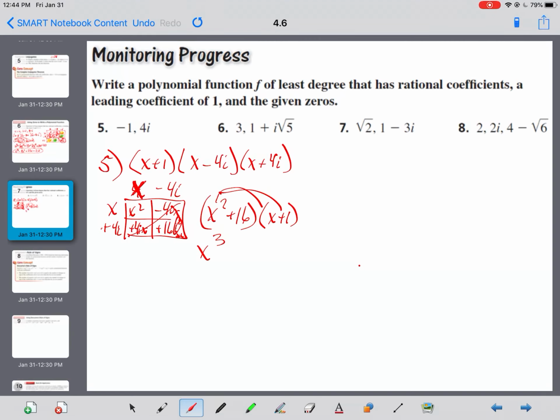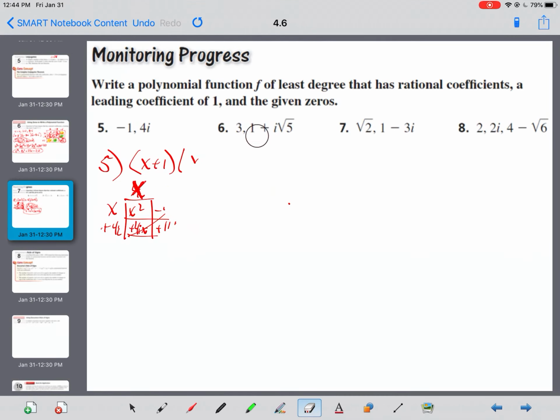x cubed, x squared, 16x plus 16. Just like that. Let's try number 6.